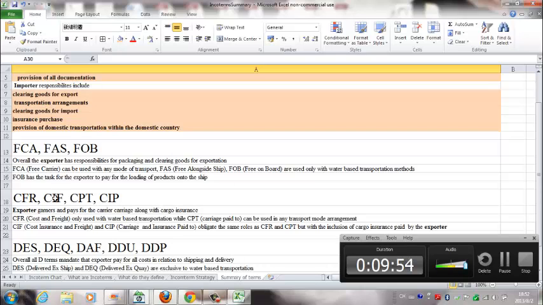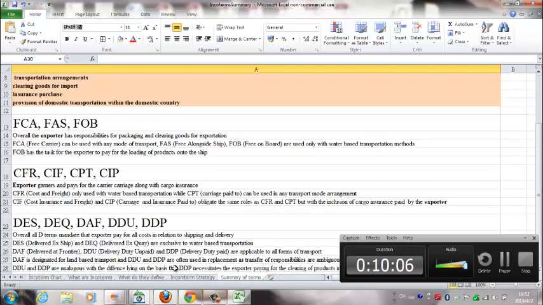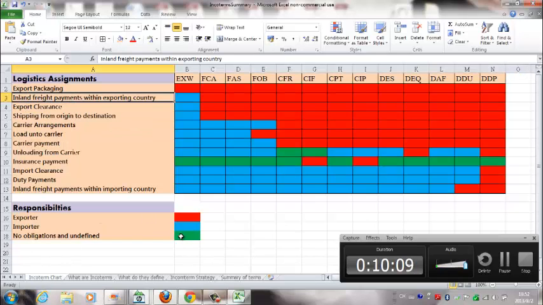The CIP and the CIF are the same as the CFR and the CPT, with the only difference that these two have the inclusion of cargo insurance paid by the exporter. And you can see that when it comes to insurance, the insurance payments are not really defined in the Incoterms. They're only defined under the CIF and the CIP. The insurance arrangements wouldn't be delegated by the Incoterms, but rather would be delegated within the contract itself.